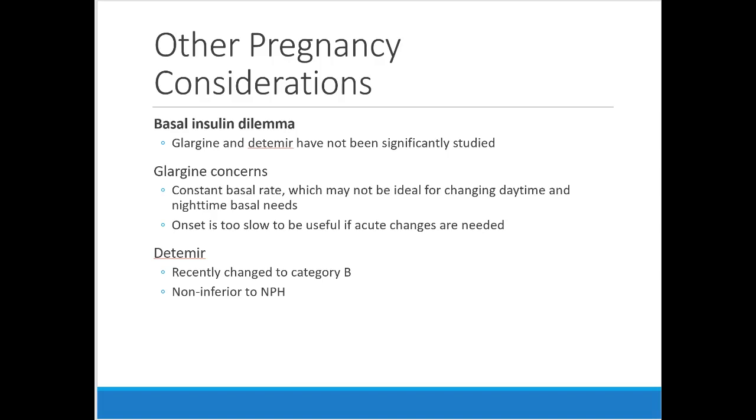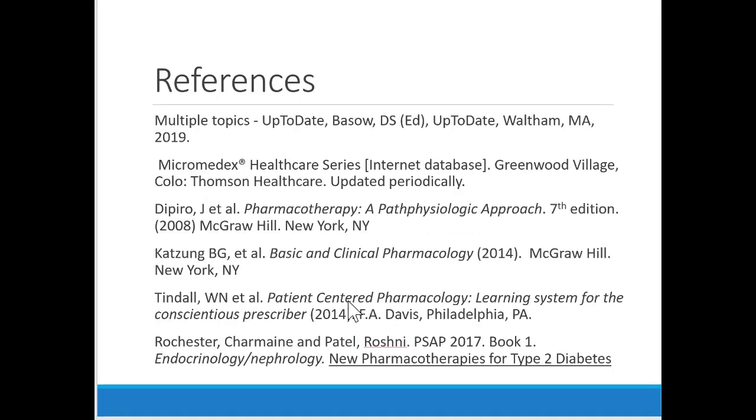Detemir recently changed to category B and has been shown to be non-inferior to NPH in at least one study. I think it's something that could be considered. I think it's a better option if you want a more steady state than NPH, but also it does have some of the concerns with glargine where it's going to last longer than NPH. So you do have to be careful with how much you're using because you can't reverse it. Well, you can just give sugar, I guess, but that's not ideal.